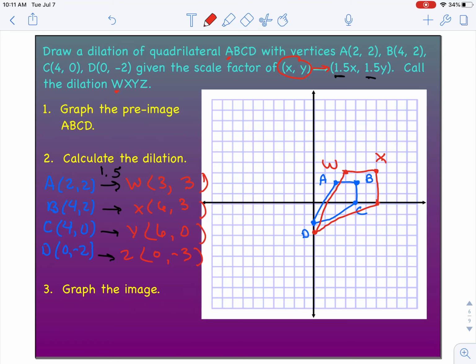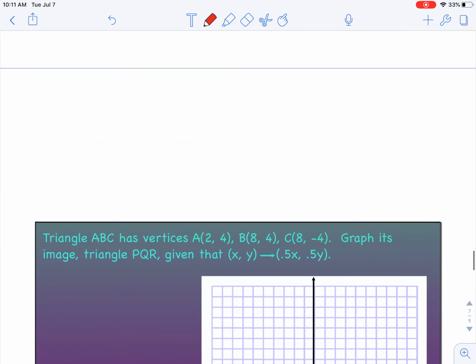So again, these are similar figures, so all the corresponding angles will be congruent and all of the sides will be in the same ratio. And if we write the ratio of the dilated image, so if we take this length, we can easily see that that length is 3 units long. And if we take the length of AB right here, that is easily clear to see that's 2. And if we write the dilated compared to the pre-image, that gives us a scale factor of 1.5. So hopefully you're able to see how those things are related.